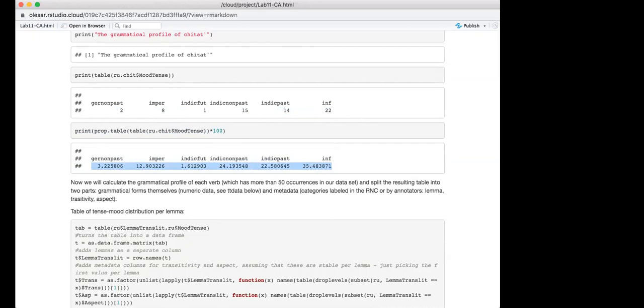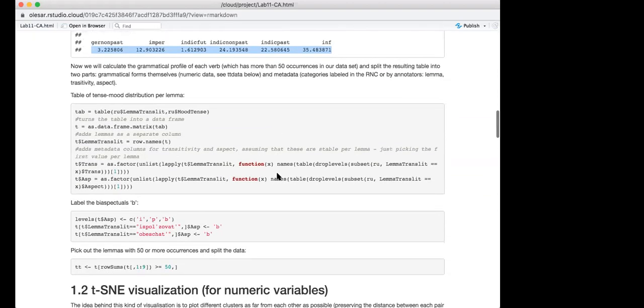The infinitive? Right, yeah, we have 35% infinitives. And then present forms are on the second place and past forms on the third place, yeah? And we can see as well that gerunds or indicative future are less used forms. Yeah, so this is what we have.